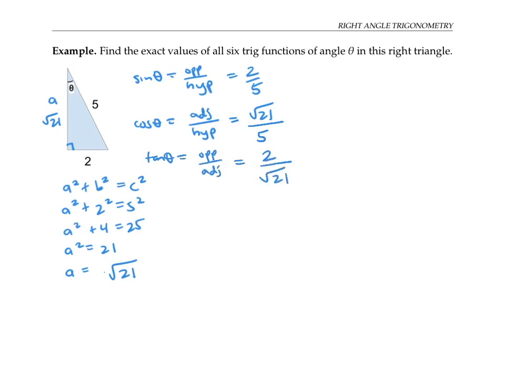Tangent theta is the opposite over adjacent, so that's going to be 2 over the square root of 21. To do secant of theta, that's 1 over cosine theta. That's going to be 1 over square root of 21 over 5, which is 5 over the square root of 21, the reciprocal of my cosine.